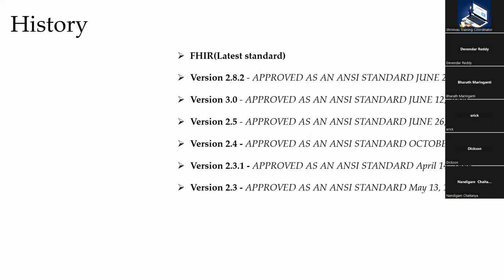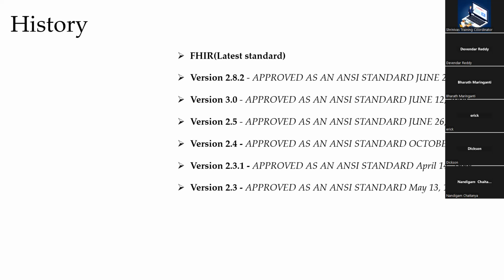And later there was another version of HL7 version 2 released, which is 2.8.2. And then came FHIR. So FHIR started in 2010. Many people ask me, is that an HL7 version, or will it replace HL7? Why do we need FHIR? FHIR is the latest standard of HL7, like the way we have HL7 version 2, HL7 version 3, CCD. FHIR is also one of the standards.